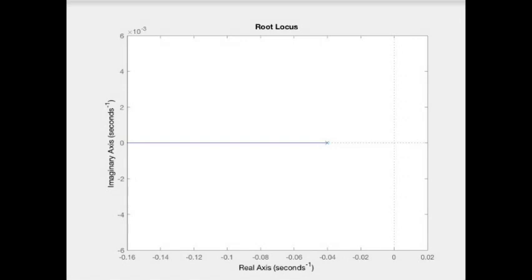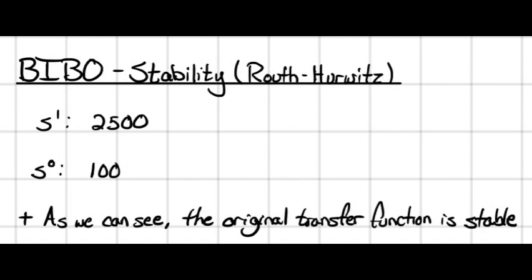We see that our only pole is in the left half plane at s equals negative b over m. We then verified the stability of our current system by using a Routh-Hurwitz array, noting that it will be stable under any positive input since the values in the leftmost column of the array do not change in sign.